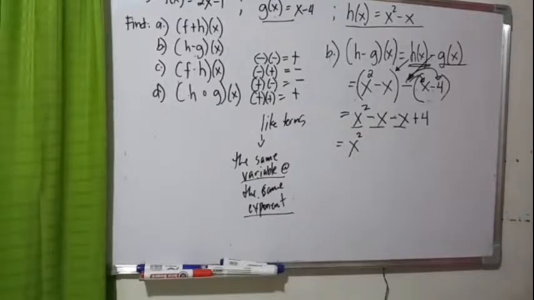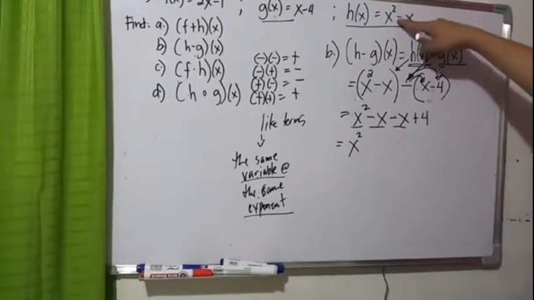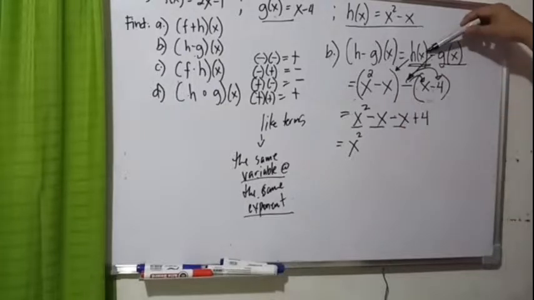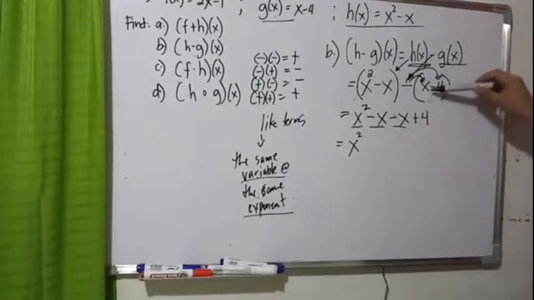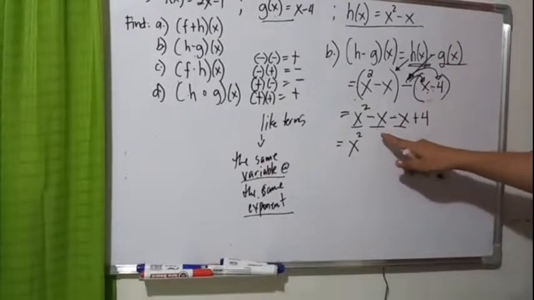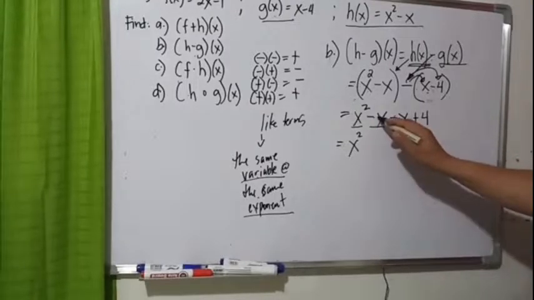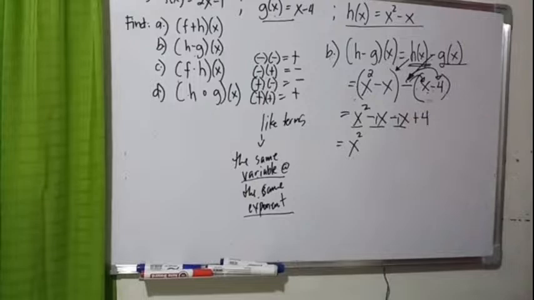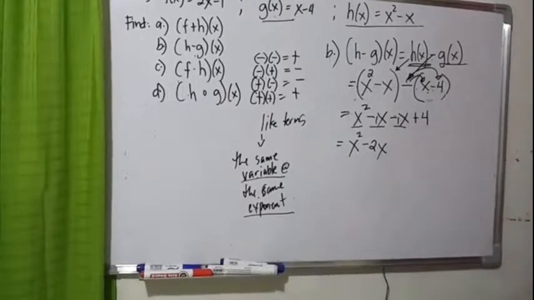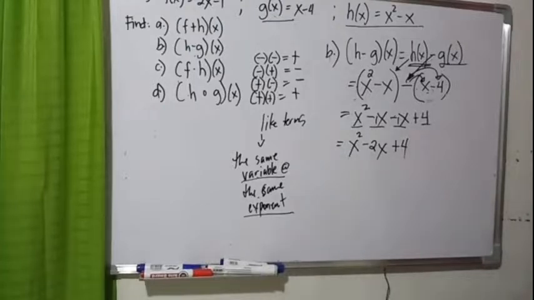Saan po nakuha yung x? Ang x, yan yung given natin: x squared minus x. Okay? Ito, x squared minus x, that is the value of h of x, and value of g of x is x minus 4. Okay? Next, distribute natin or simplify natin. Negative x minus x, understood na may 1 dito, may 1. So, negative 1 minus 1, that is negative 2x. Then, plus 4. So, ito na yung sagot natin.